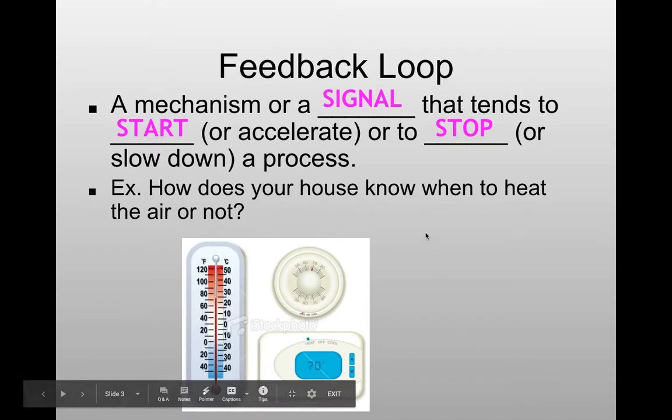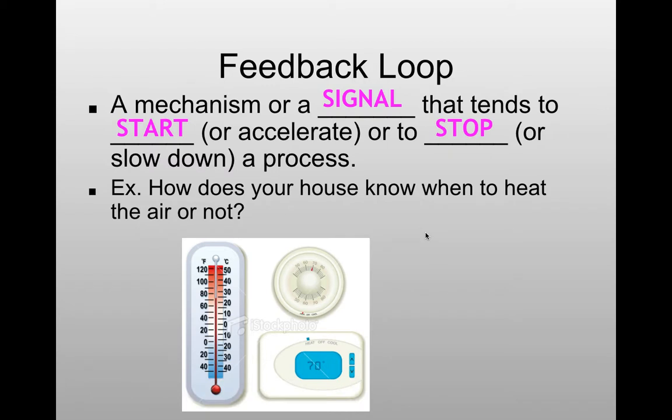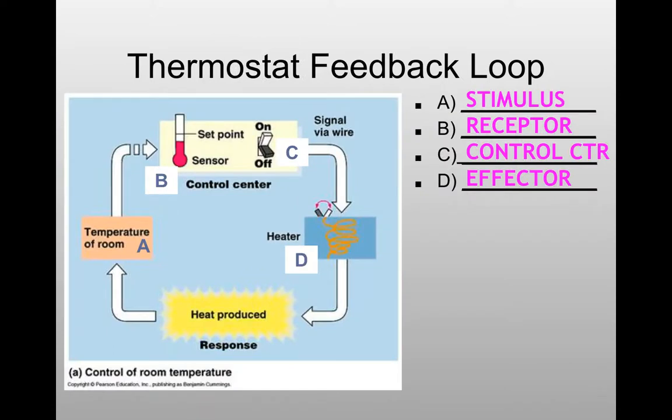So how does your house know when it needs to click on the heat or when it needs to click on the air? Let's think about that. Well, your thermostat has a feedback loop. The first thing it does is it gets a feel for what's going on in the environment. So part A here is that the temperature of the room has changed in some way. So a stimulus, that's the part A. A stimulus is something that we're going to respond to, okay? So if the temperature of the room changes, that's something that we will respond to. That is the stimulus.